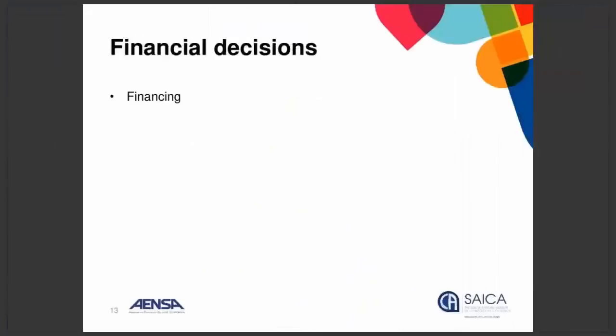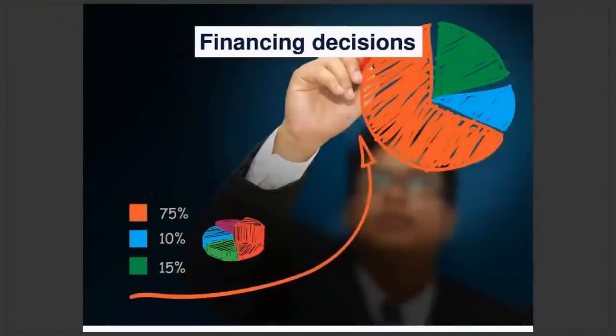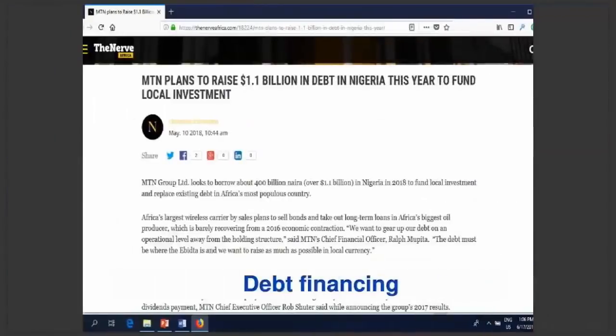Another important area relates to the financing side of the business. And here we are looking at whether we should have debt or equity, and how do we really fund our investments. A recent example which I found here was where MTN decided that they were going to raise close to $1.1 billion in debt in Nigeria to actually fund an investment which they were making.